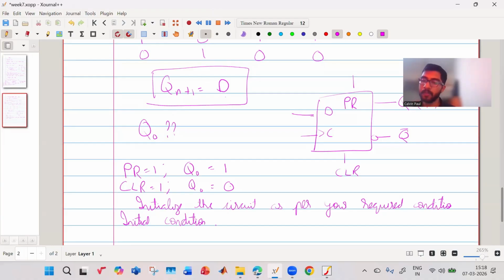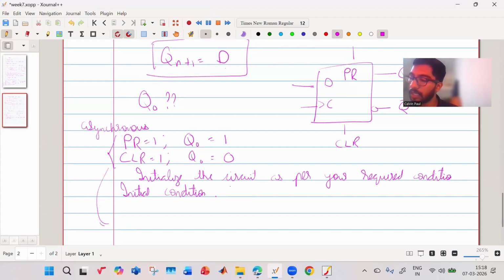Okay. So this PR and CLR, these are asynchronous because they are not dependent on the clock. In your previous circuits, the inputs S and R are ANDed with the clock pulse, right? But in this case, the preset and clear are independent of the clock. So that's why they are known as asynchronous. Okay.